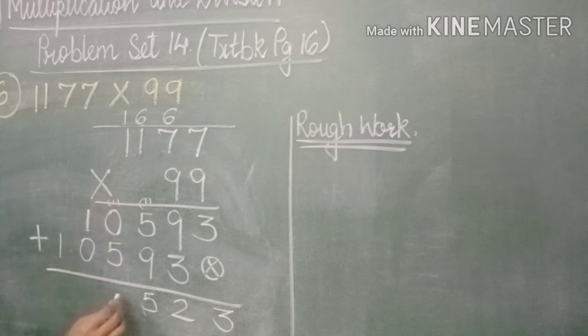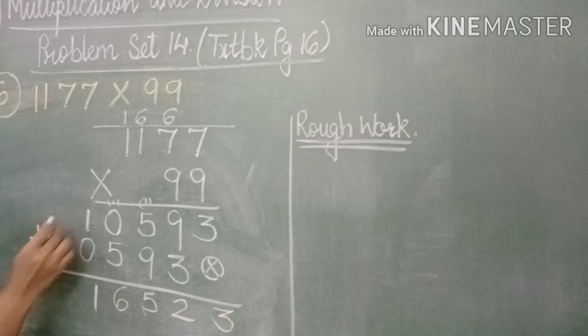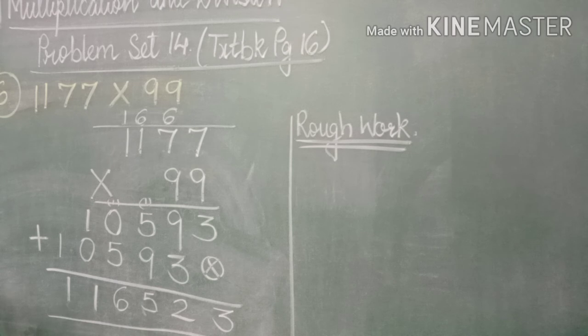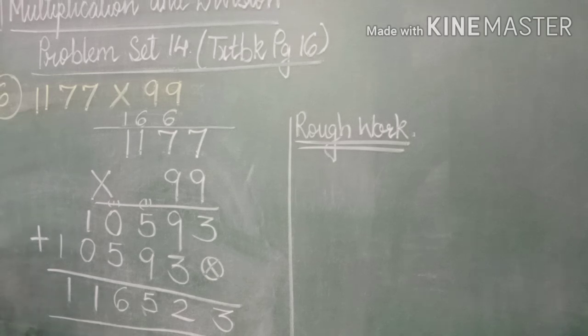5 plus 1 becomes 6 and 1 plus 0 becomes 1, and no number is there, so we are directly going to write the number 1 over here. So the answer will be 1,16,523. What is the final answer for this calculation? 1,177 into 99. The final answer is 1,16,523. I hope you must have understood this calculation also, everyone.